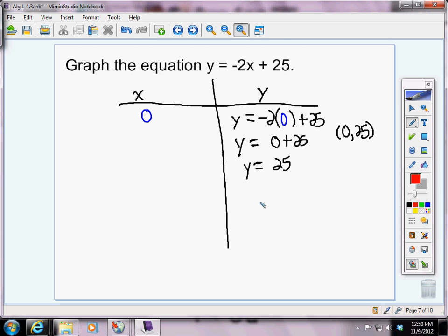Now let's find our x-intercept. So we're going to put 0 in for y. 0 equals negative 2x plus 25. Now we're solving for x, so let's start by getting rid of the 25. Since it's plus 25, I'm going to subtract 25 from each side. 0 minus 25 is a negative 25, equal to negative 2x, and these cancel.